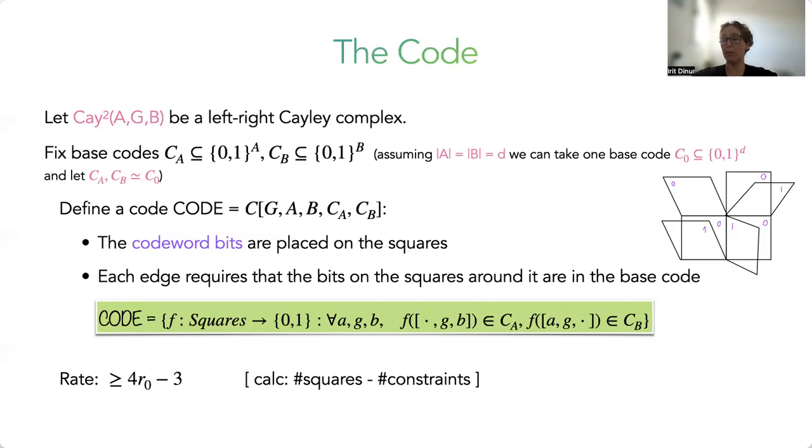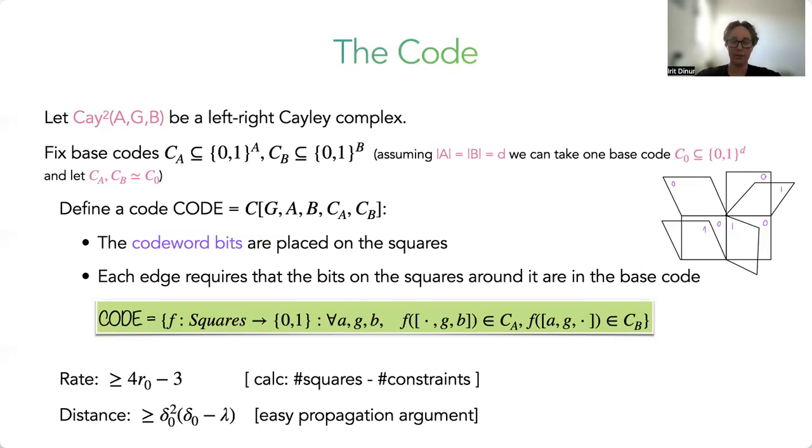Now, what are the properties of the code? I'm not going to spend too much time because the lecture is short. It's not hard to convince yourself that if R0 is the rate of the base code CA or CB, then the entire rate of our code is at least 4R0 minus 3. And the way we show this is just by counting how many degrees of freedom we have, that's the number of squares, and how many linear constraints we have. And the constraints might be dependent, but even if they were all independent, that's the rate that we would get.